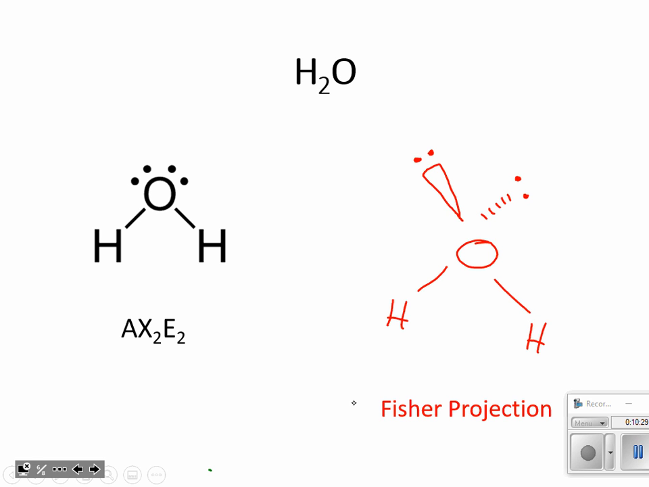So, as I look, these two bonds are on the plane. This unshared pair is projecting back towards the wall. This unshared pair is projecting out towards us, out towards me. So my Fisher projection right there for water is so. Get those arrows. So there's my Fisher projection for water.